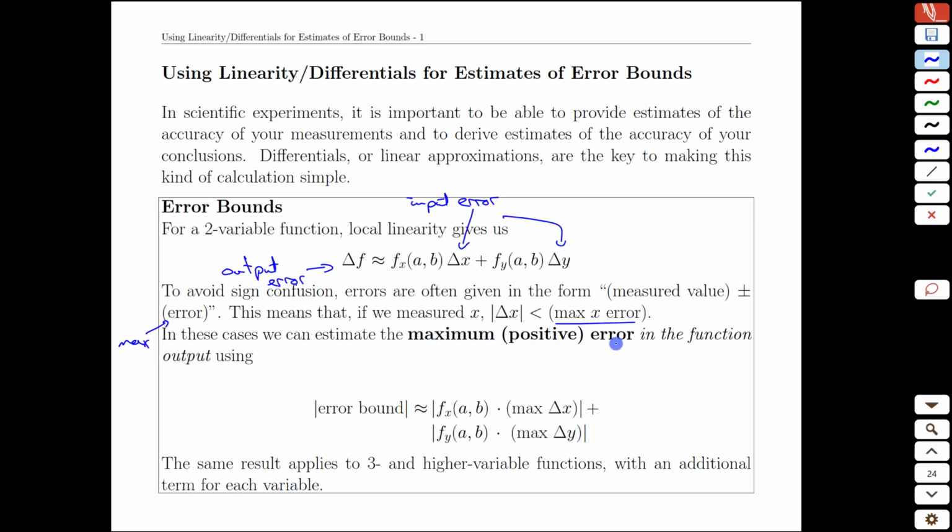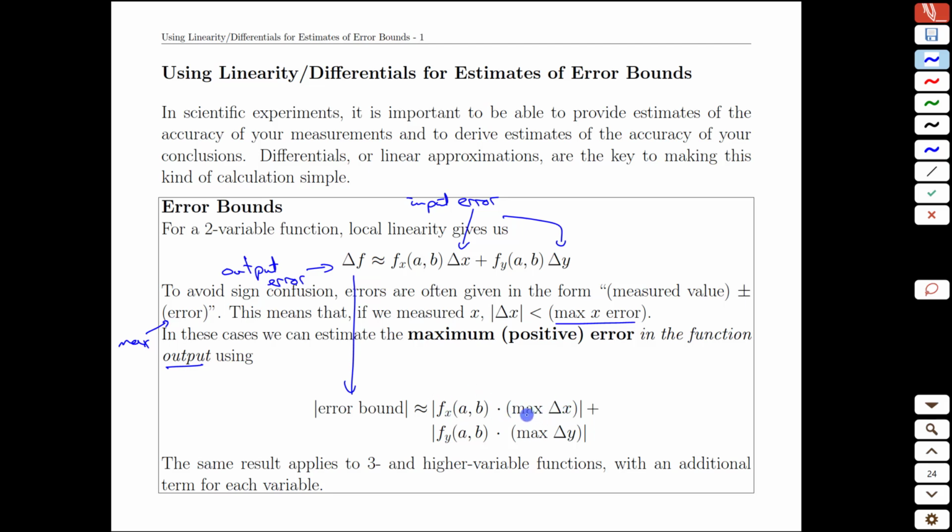We then want to compute the maximum positive error in the function output. So we want to know how big this error can get in the worst possible scenario for the errors in x and y. And we basically take this formula here and replace the possible error that's exact with the largest possible error. The way we handle the signs is we put absolute values around both terms just to make sure everything is additive. We never have cancellations of the errors. And otherwise it's the same.